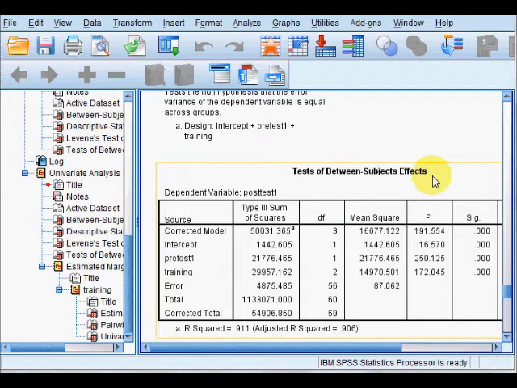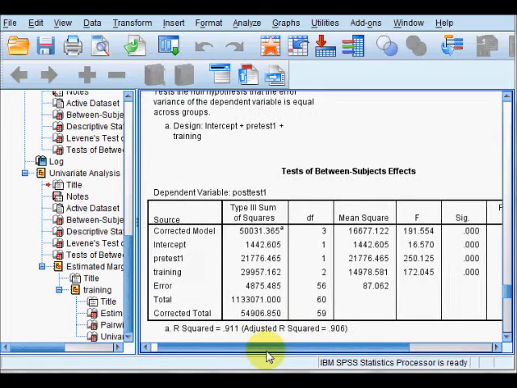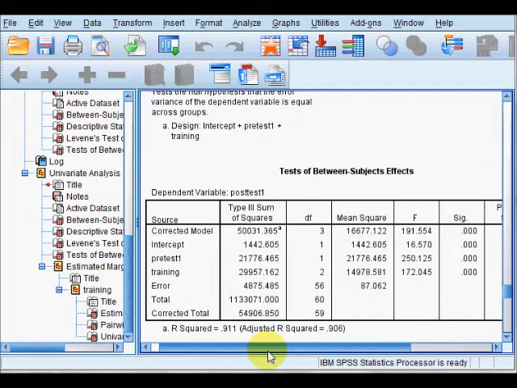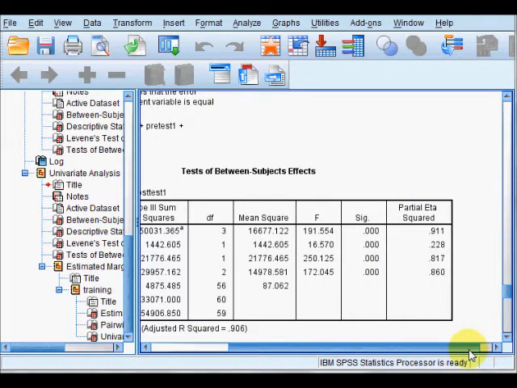And this is the test between subject effects. This is the ANCOVA result. All we're interested in here is looking at the effect of training. So this is now the effect of training once the pre-test scores have been taken into account. So how much variance is now explained by training once we factor out how good people were to start with on the pre-test measure. So we've got a significant result here, and partial eta squared, the effect size, is now 0.86.